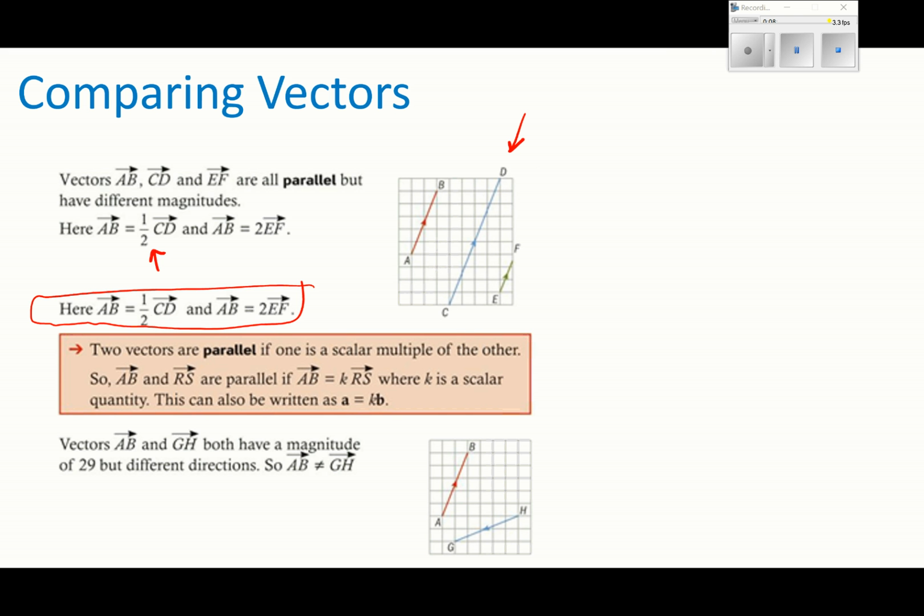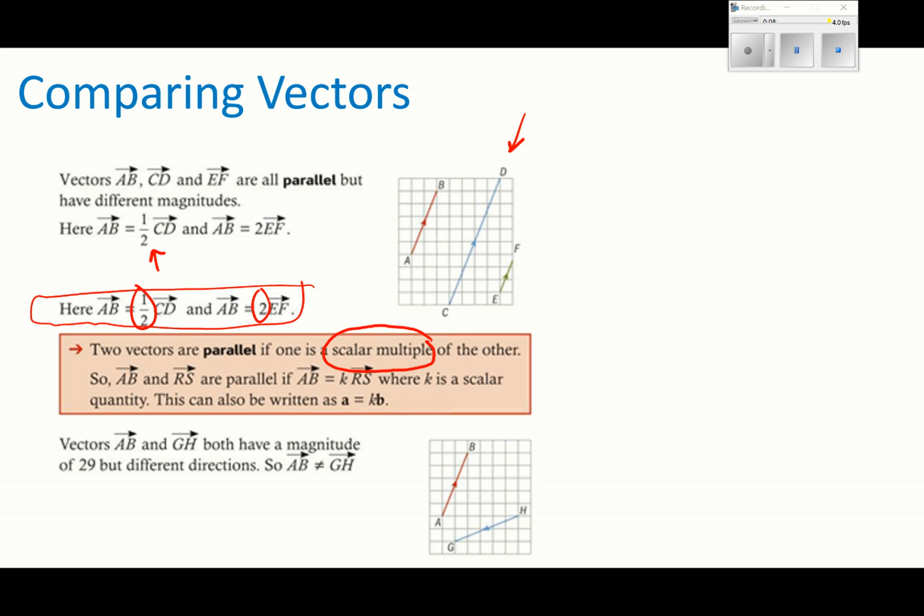Two vectors are parallel if one is a scalar multiple of the other. Okay, so in this case, up here we had 2 and we had 1/2. Those are multiples of each other. So we could still say they are parallel. We would not say they are equal vectors, but they are parallel because they're scalar multiples of each other.